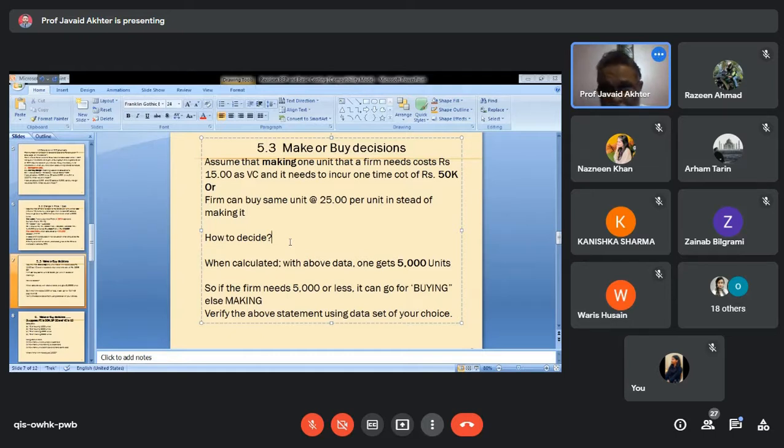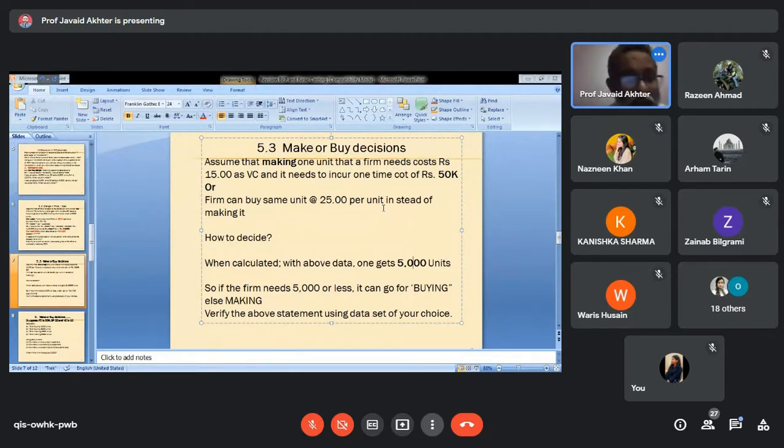The simple method for decision is that the firm will calculate the minimum number of units it requires. Below that, it is advisable to buy, and above that, it is advisable to make. So with the given data above, what will be that minimum number of units? It is 5,000. What is 5,000, if you recall? It is nothing but the break-even of the above data. So this is how break-even analysis can help us.